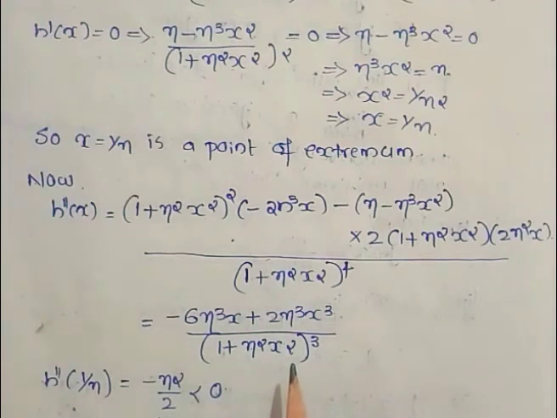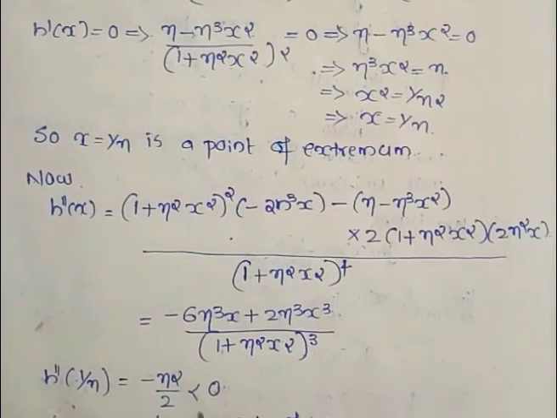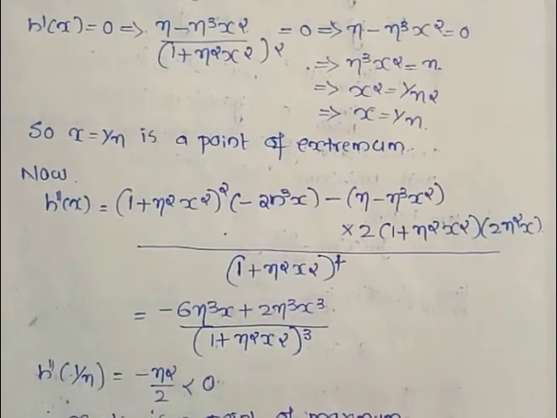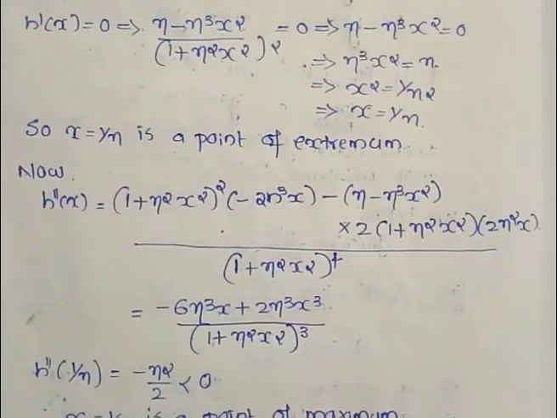Next we want to find h''(1/n). So h''(1/n) is equal to -n²/2, which is strictly less than 0. So we get x = 1/n is a point of maximum.